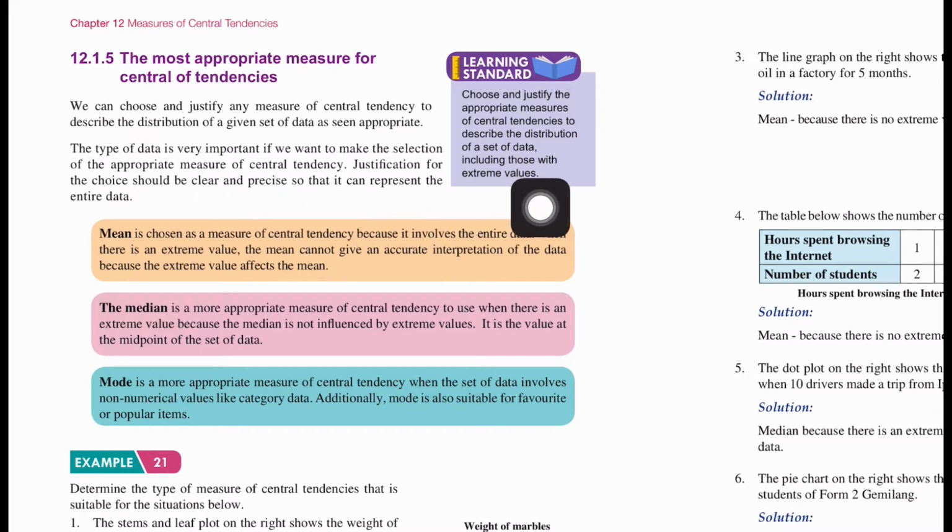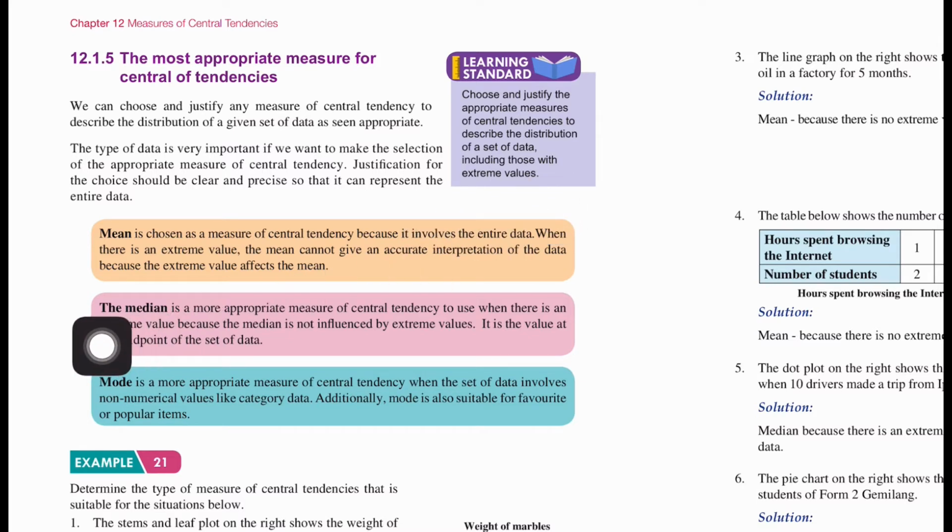Okay, sebab tu penting awak kena tengok extreme values ni. Kadang-kadang kalau wujud extreme values, result yang kita dapat is not representing the entire data. Okay, kena hati-hati. Okay, first, mean is chosen as a measure of central tendency because it involves the entire data. When there is an extreme value, the mean cannot give an accurate interpretation of the data because the extreme values affect the mean. Baru tadi saya cakap kan, itu kelemahan bagi mean. Okay, dia tak boleh represent the entire data when the extreme values exist.